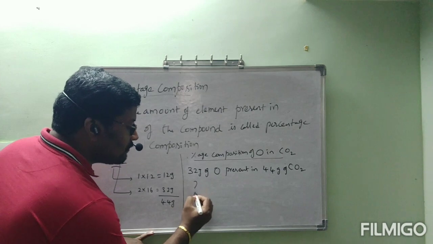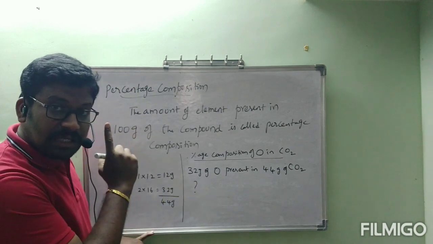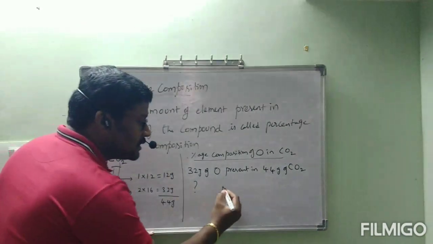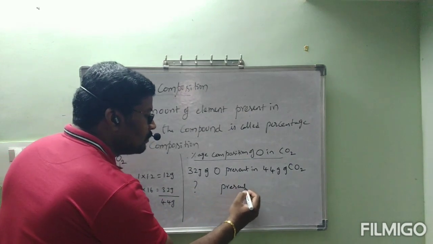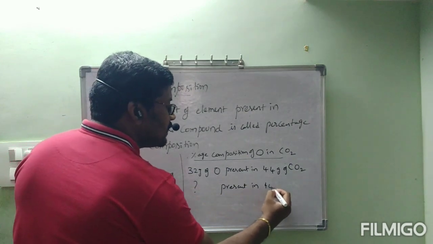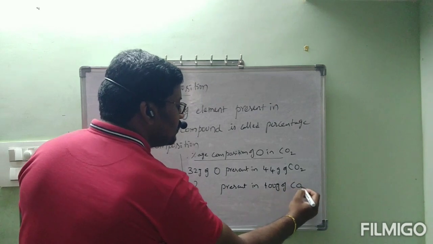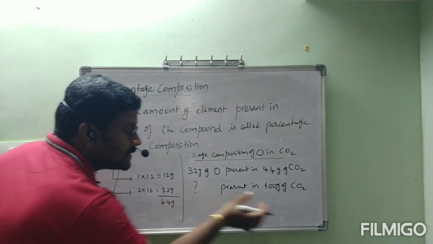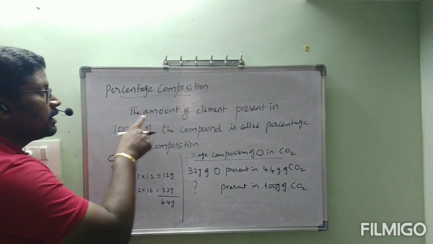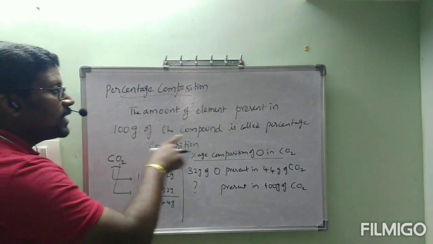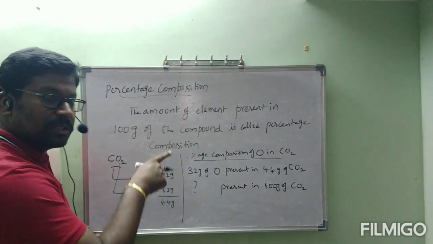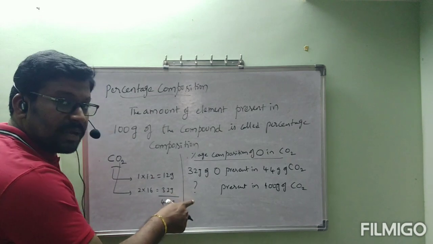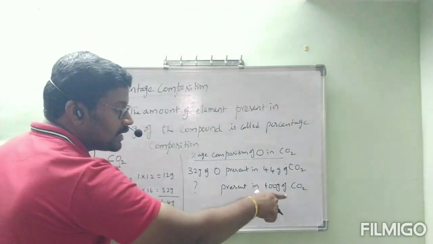Then how much amount of oxygen? This is only a question mark, as in the previous one also I kept. How much amount of oxygen is present in 100 grams of CO2? That is our definition now. How much amount of element is present in 100 grams of compound? The amount of element present in 100 grams of compound is called percentage composition. I don't know the amount of oxygen present in 100 grams of CO2.